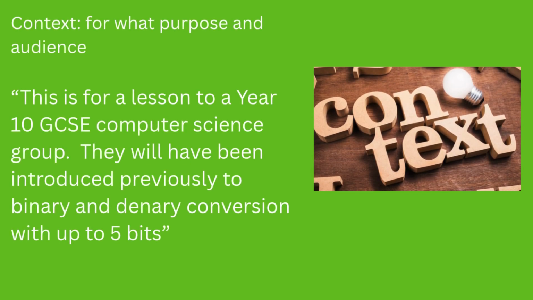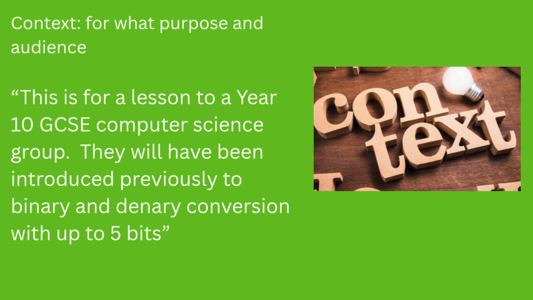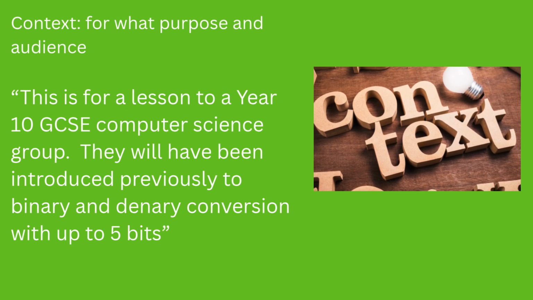Then we need to talk about the context. So in this situation, we need to explain who the audience is, so which group is this for, and maybe a little bit of context about what they already know, perhaps. So in this situation, we're going to say this is a lesson for a Year 10 GCSE Computer Science group. They will have been introduced previously to binary and denary conversion with up to 5 bits.